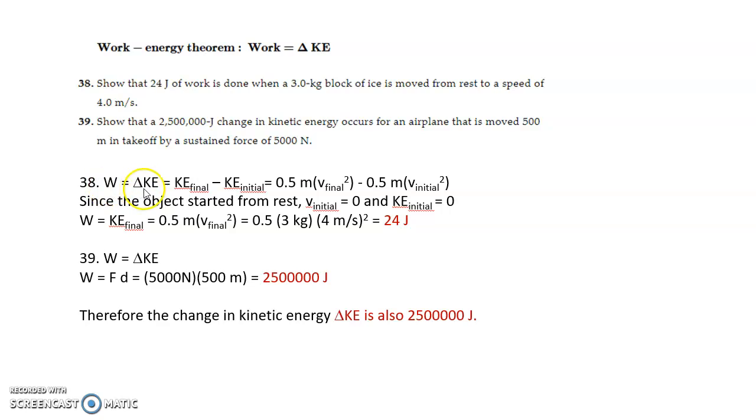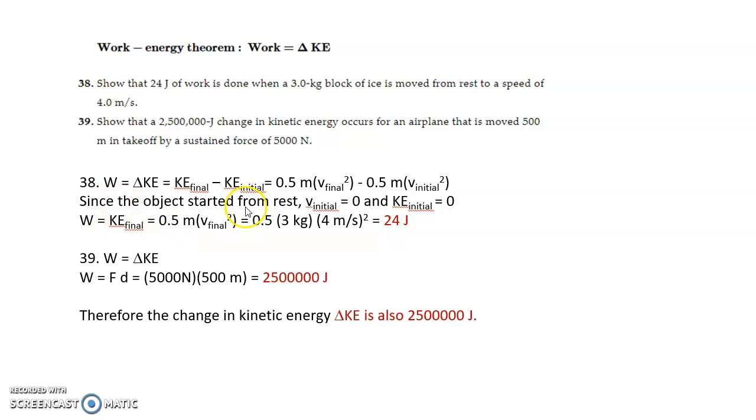W, or work, is change in kinetic energy, and that is final kinetic energy minus initial kinetic energy. Recall that kinetic energy is 1 half mv squared. So if you're looking for final kinetic energy, you need to use the final velocity. Similarly, if you need to get initial kinetic energy, you need to use the initial velocity. So this again translates to 0.5 m times the quantity final velocity squared minus 0.5 m times the quantity initial velocity squared.